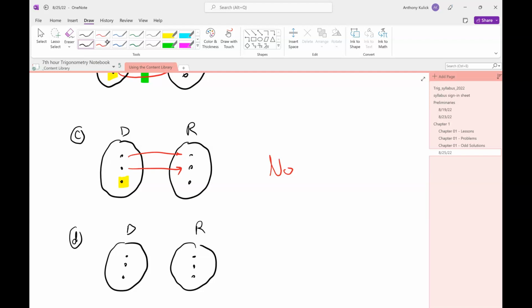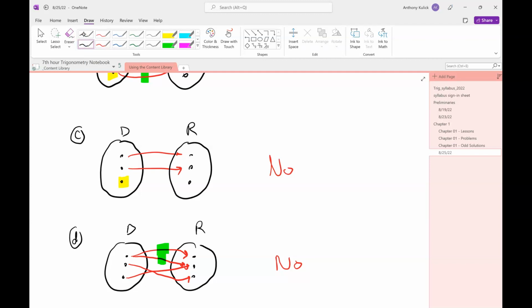Oh, I switched there. Is this a function? No, why not? Yeah, if I look at that first domain, it's going to two different places. You guys feel good so far? Relatively easy concept to deal with, right?